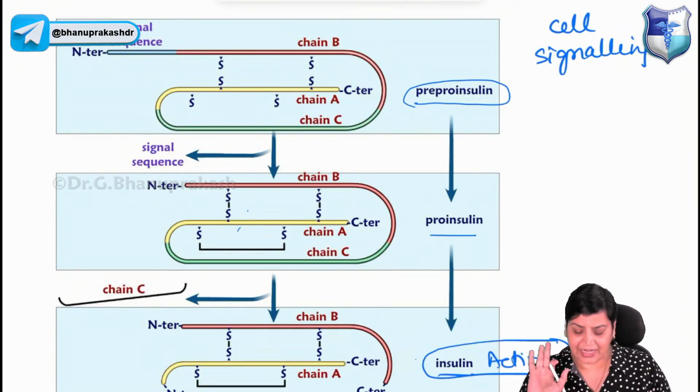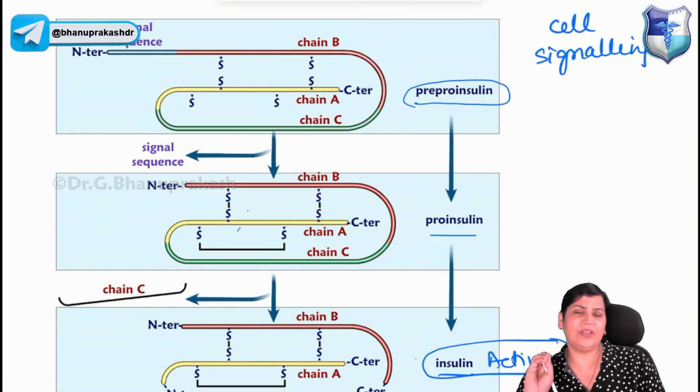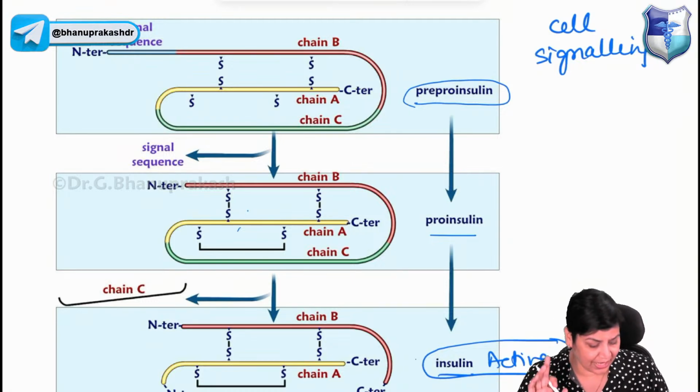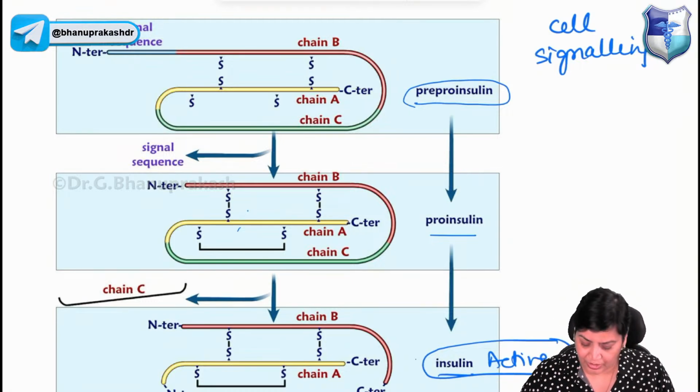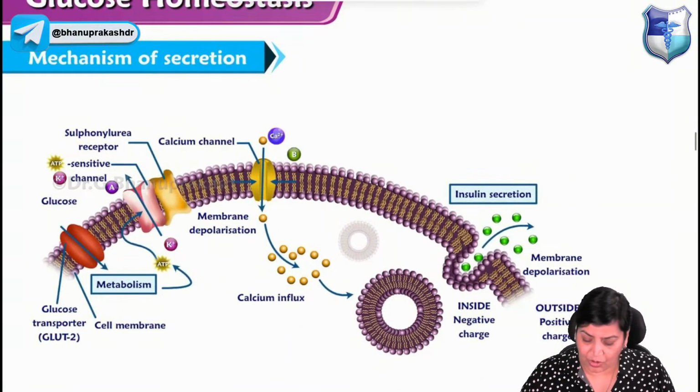Okay, because right now when no function of insulin is required, it will be lying as such. It will be triggered only when the concentration of glucose increases. Glucagon will be triggered only when the concentration of glucose will decrease. Okay, so this is how it will act. And this is the mechanism of secretion.